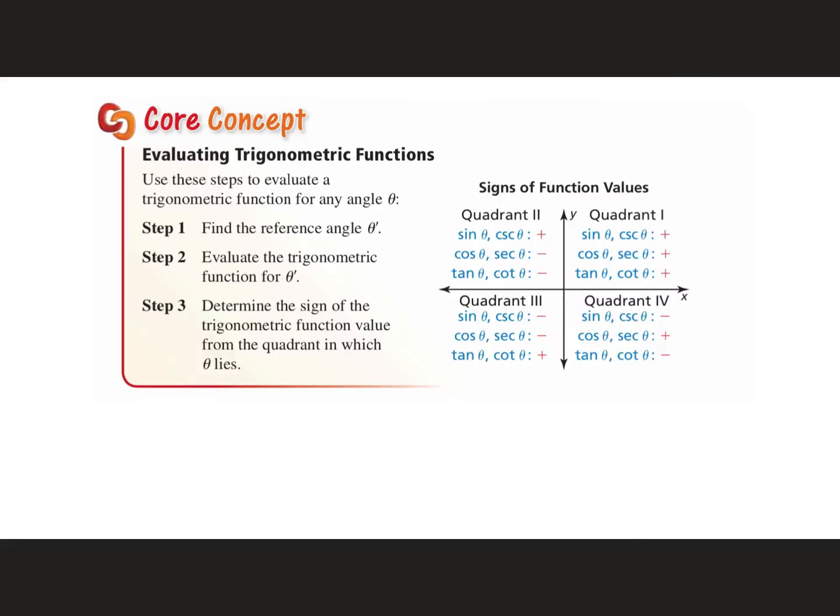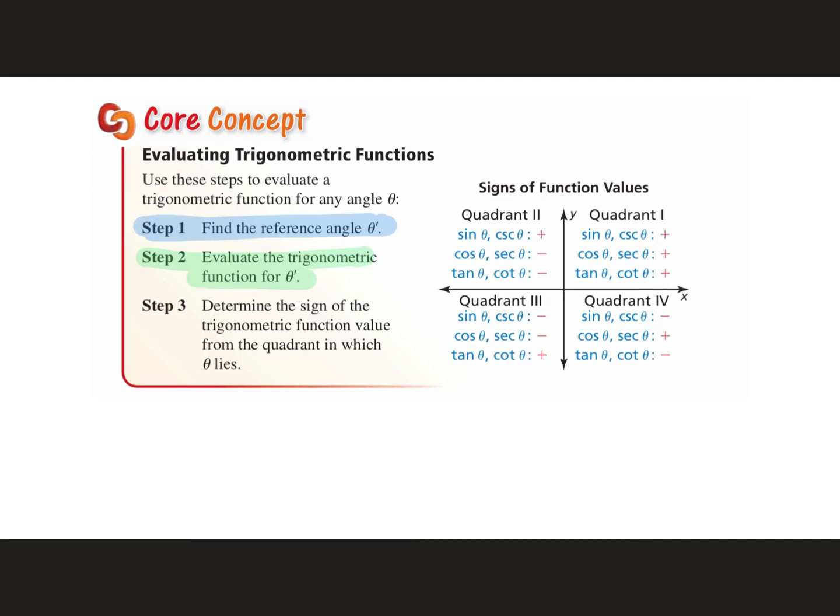All right, next we're going to be evaluating trig functions anywhere in our coordinate plane. We use these steps to evaluate a trig function for any angle theta. Step 1, super important, is find the reference angle of theta, exactly what we just did in the last couple examples. Next, we evaluate the trig function for our reference angle. And then step 3 is determine the sign of the trig function value from the quadrant which theta lies in.